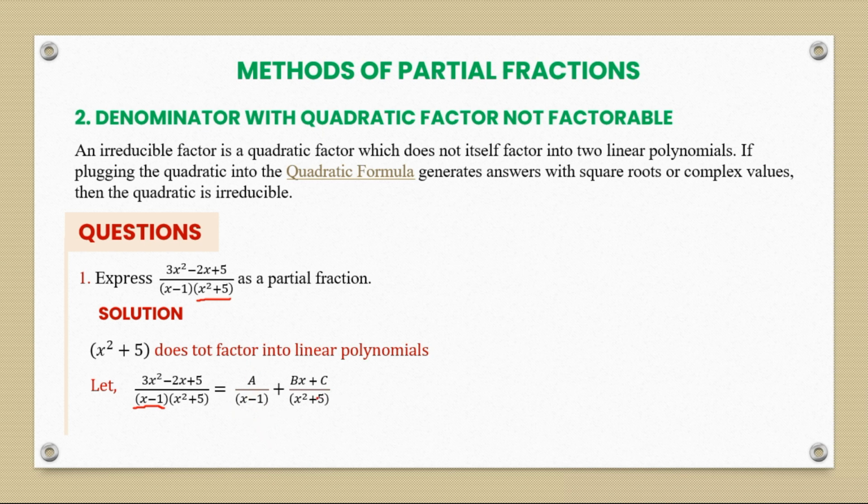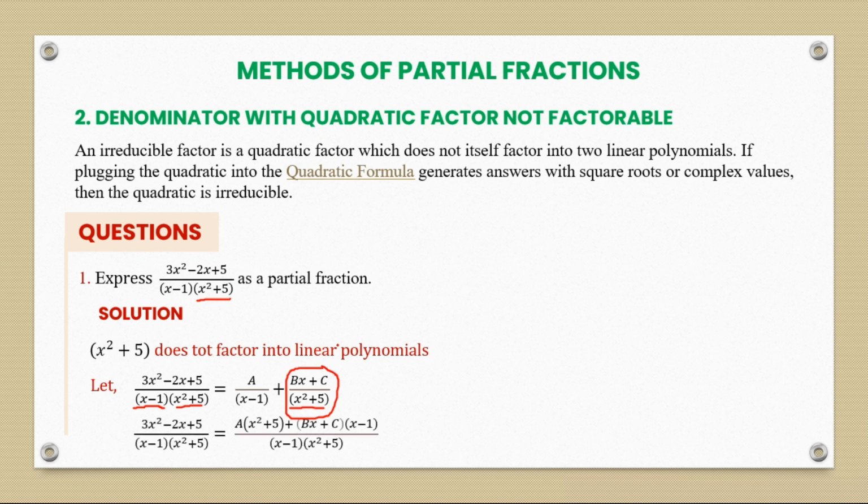But now the difference here is wherever there is an irreducible factor, or that quadratic factor x squared plus 5, we're also going to insert unknown constants, but the unknown constants are going to be in the form bx plus c. So you're going to multiply the first constant by an x, and then add the next constant. So it will be in the form of bx plus c. This is unique to those that have a quadratic factor.